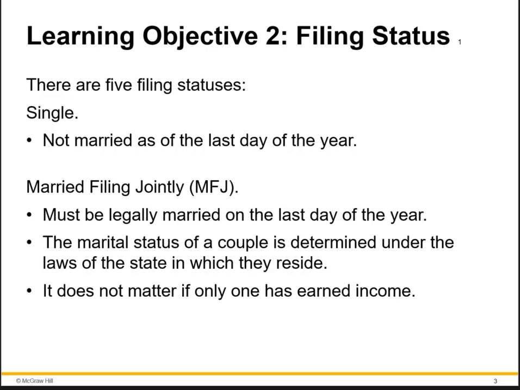Married filing jointly, you file together as one person. Okay, it doesn't matter who has the income. That's the difference with married filing jointly. So a single person files a tax return, married filing jointly files a tax return for 2 people, right?